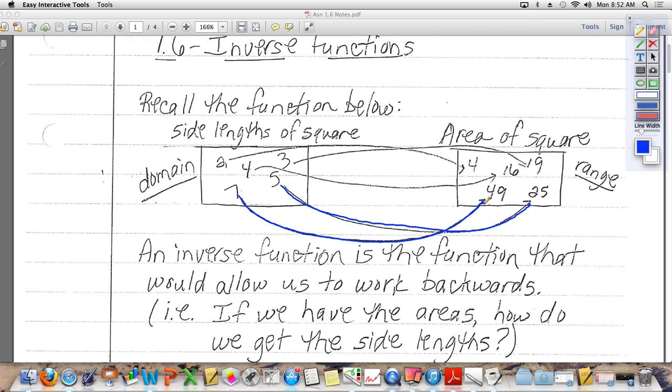What would you do? And this is an easy example. You guys know if you have the area to work backwards, all you do is take the square root. Not a big deal. So an inverse function is the function that would allow us to work backwards. In other words, if we have the areas of the square, how do we get the side lengths? Just like I just said.